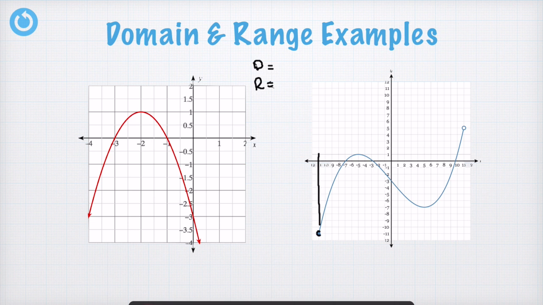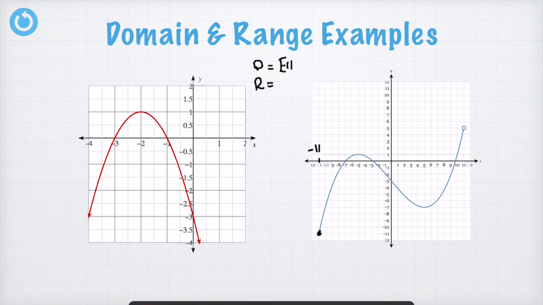And you notice down here it's a closed circle. That means that we're going to include it. So that's about a -11. We're going to include that number. That means that we can plug in -11. We can't go past it, but we can get really close. Like we can get up to -11, but we can't go farther.